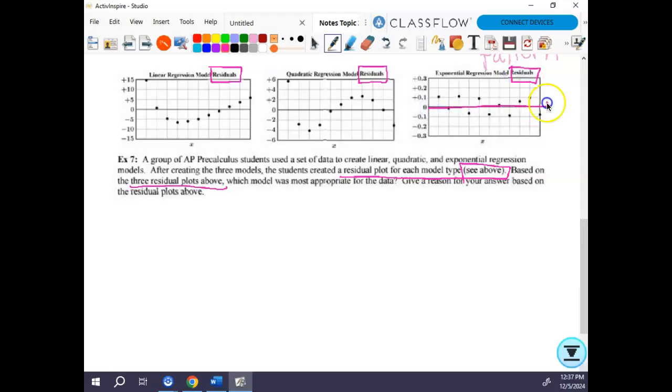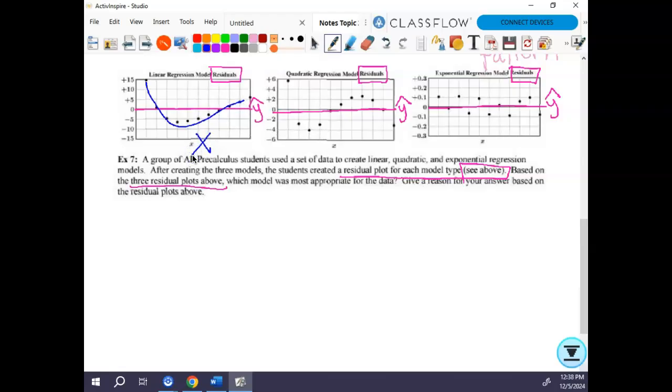This is your y hat. This is your y hat. This is your y hat. Remember, we just laid it down. Okay? Which model is most appropriate for the data? Give a reason for your answer based on the residual plots above. Okay, so for this first one, do you see a clear pattern? Yes, I think it's a very clear pattern, right? You can pretty much connect the dots, so we don't like that one.